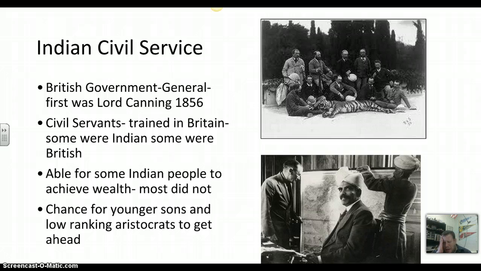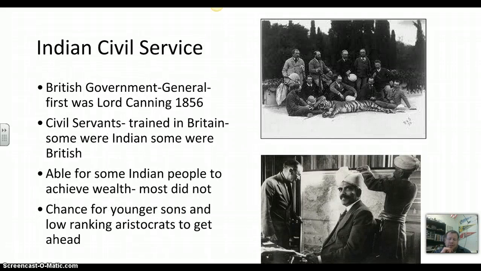India's a little different too. When Britain took control of India, as we were talking about in class, they had a civil service, where people were trained in Britain. Some of the people trained in Britain to rule over British India were British. So back here we had indirect rule. Here we have direct rule.